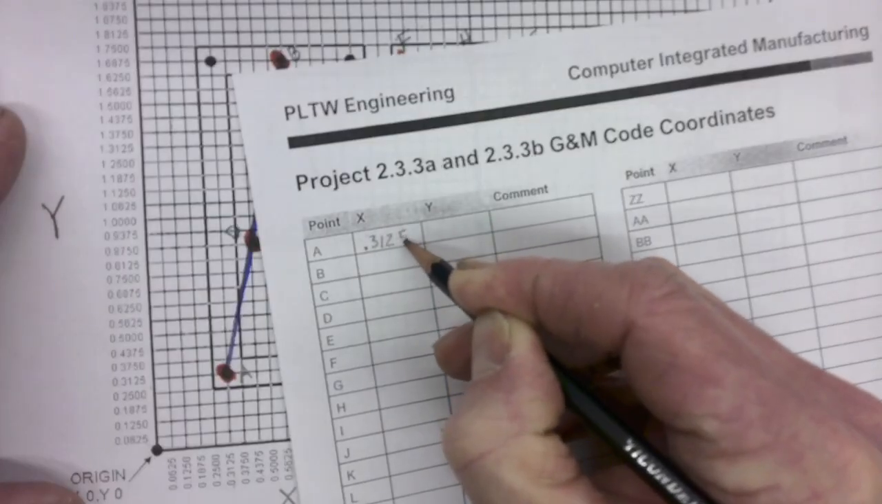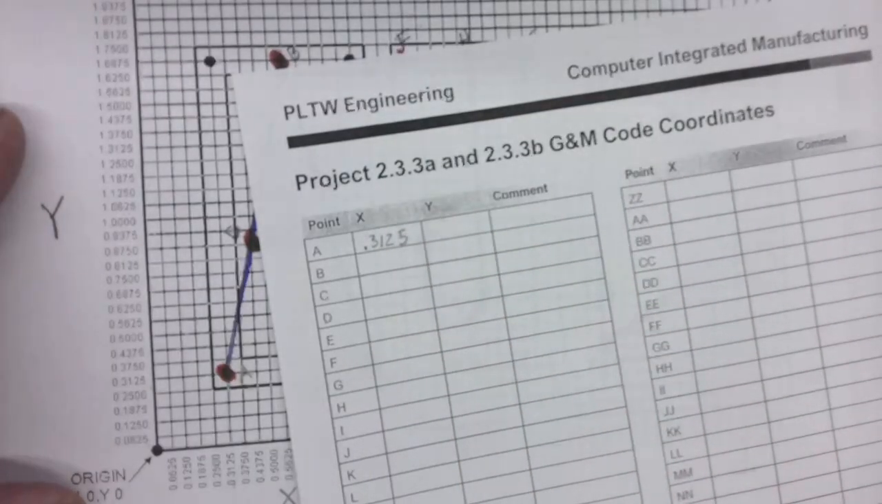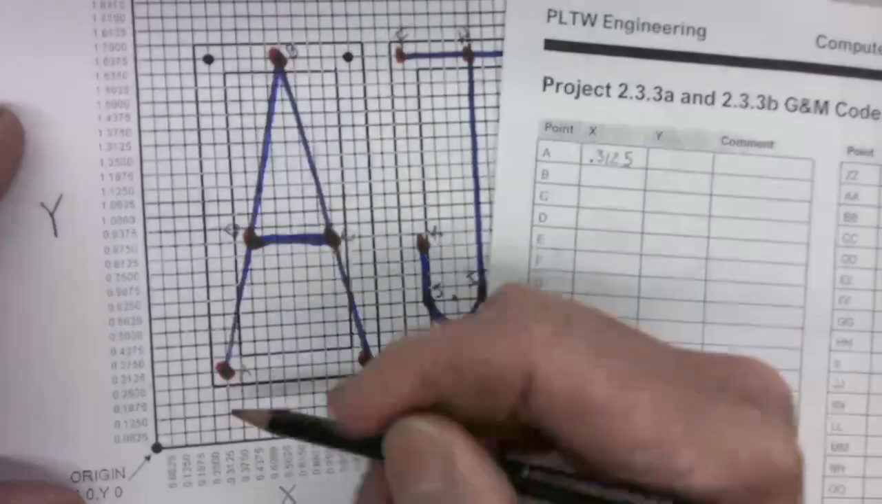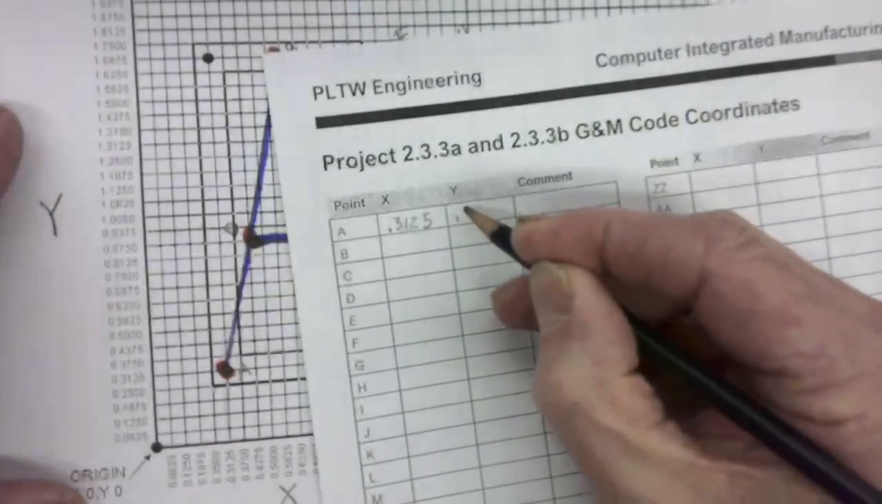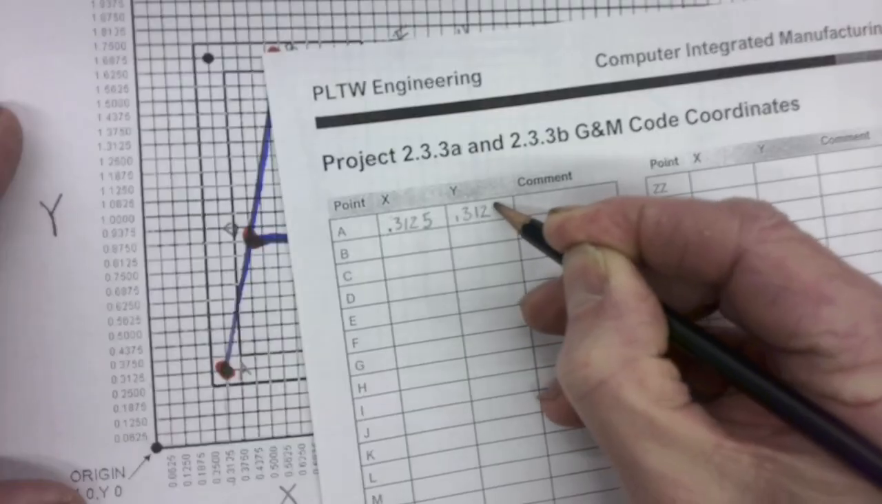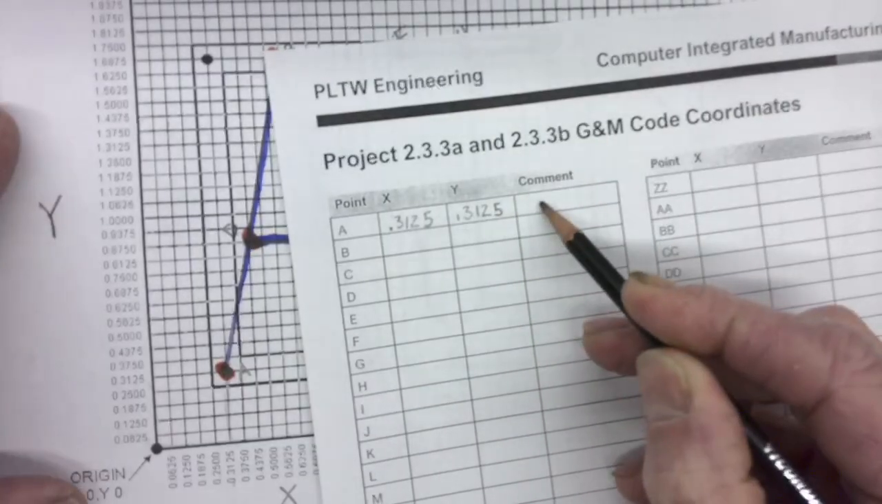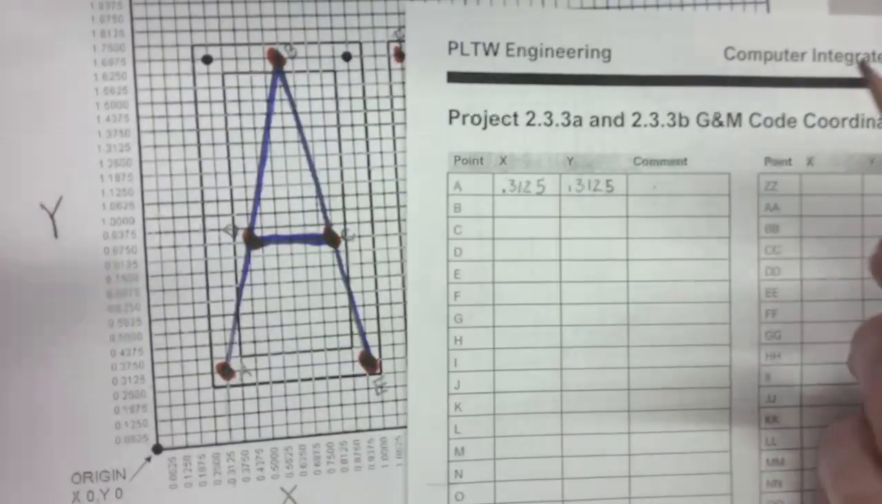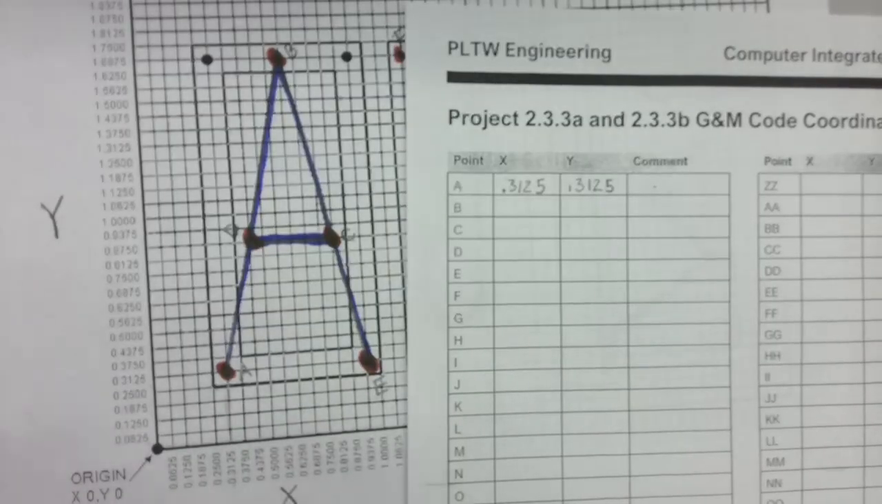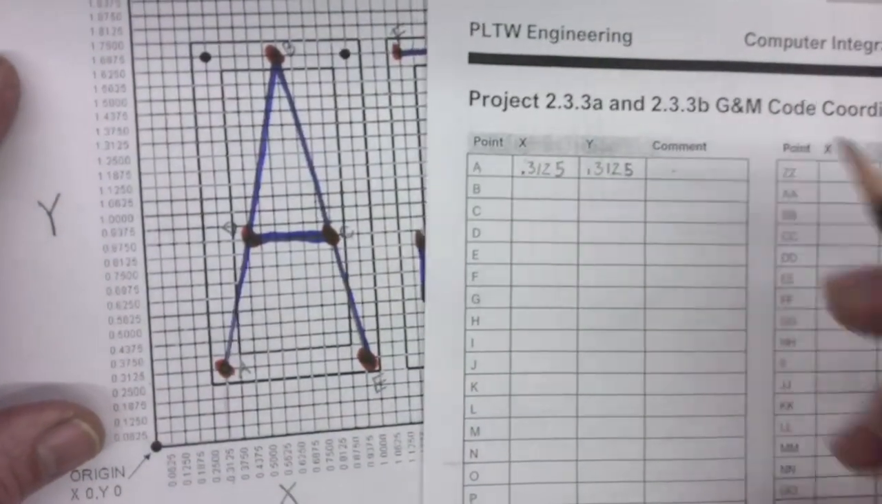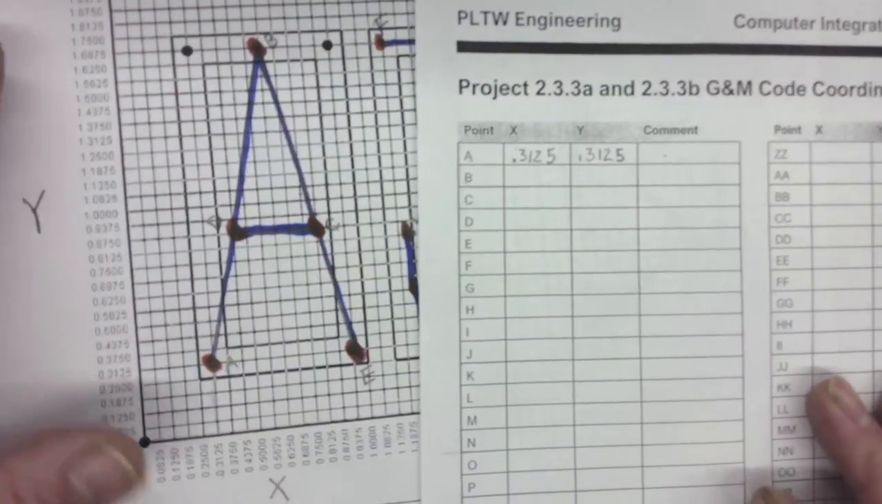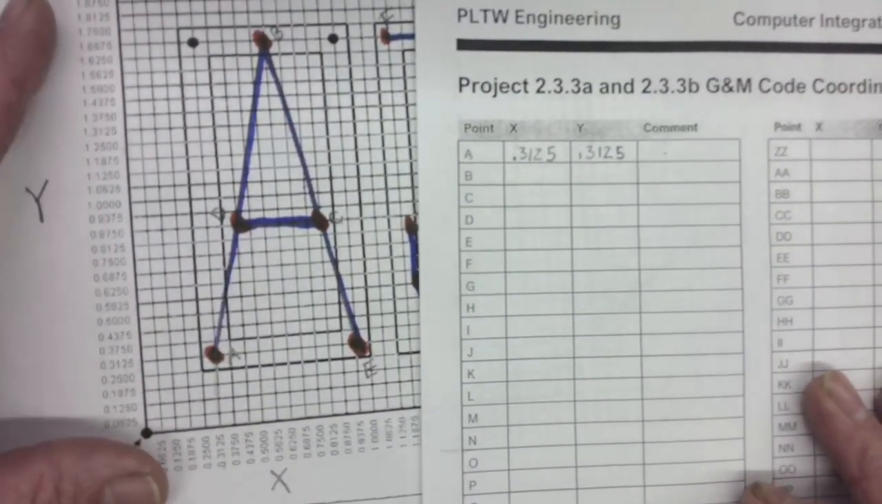Please write legibly, for those of you who are struggling with that. Slow down. And then your Y direction is the same, which is 0.3125. I don't really need to write a comment on this because, well, it's pretty obvious that's A. I could maybe put starting point on there if I needed to, but I think I'm going to leave my comments off of this. I'm just going to do my X and Y coordinates.